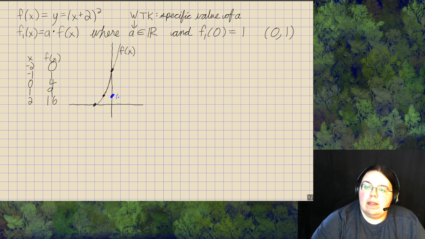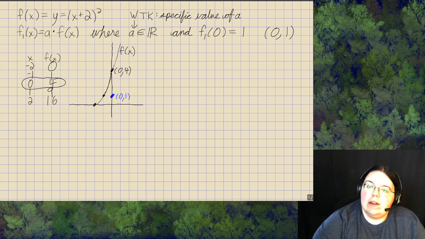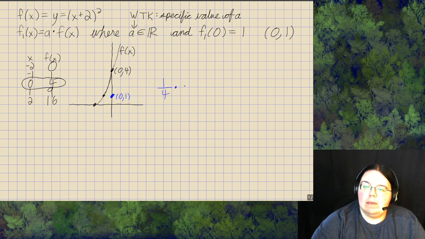Now, I notice that this point 0, 1 is 1/4 as high as this point 0, 4. So really, the most important piece of information that we've got right now for coming up with our next function is this point right here, 0, 4. Well, I notice that if we want f1 to be something times f of x, we need that something to be 1/4, because then 1/4 times f of x, well, right here, f of x would be 4.